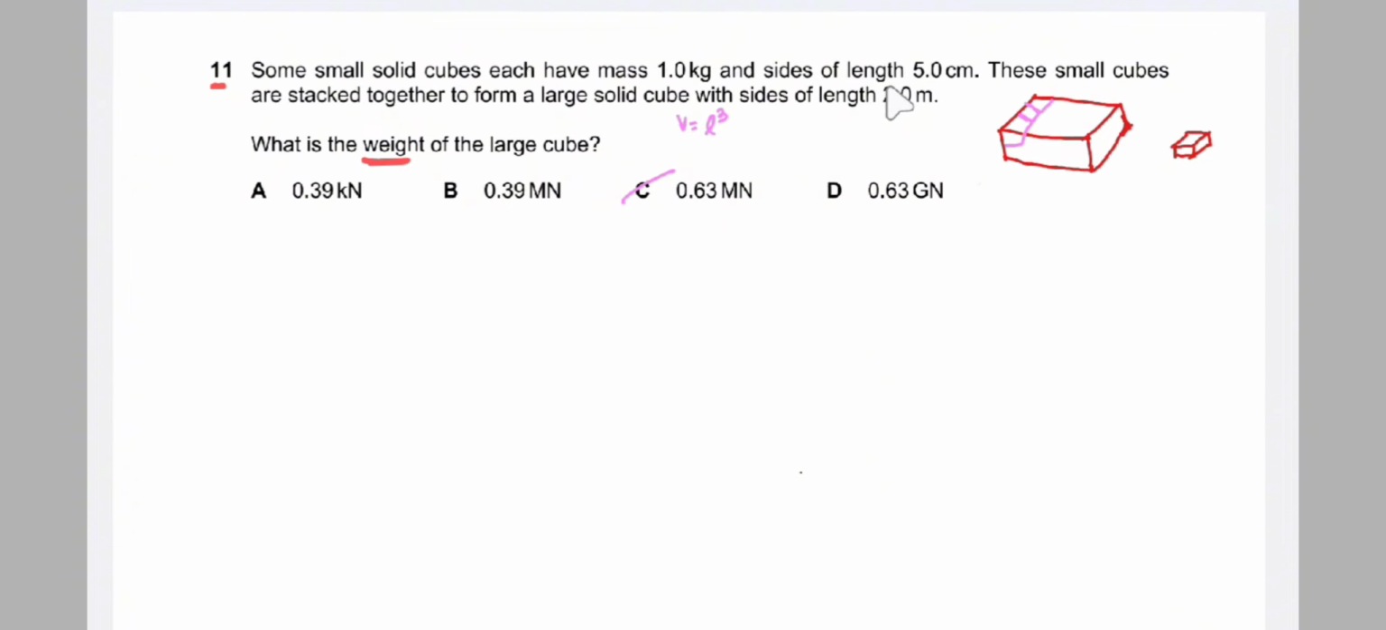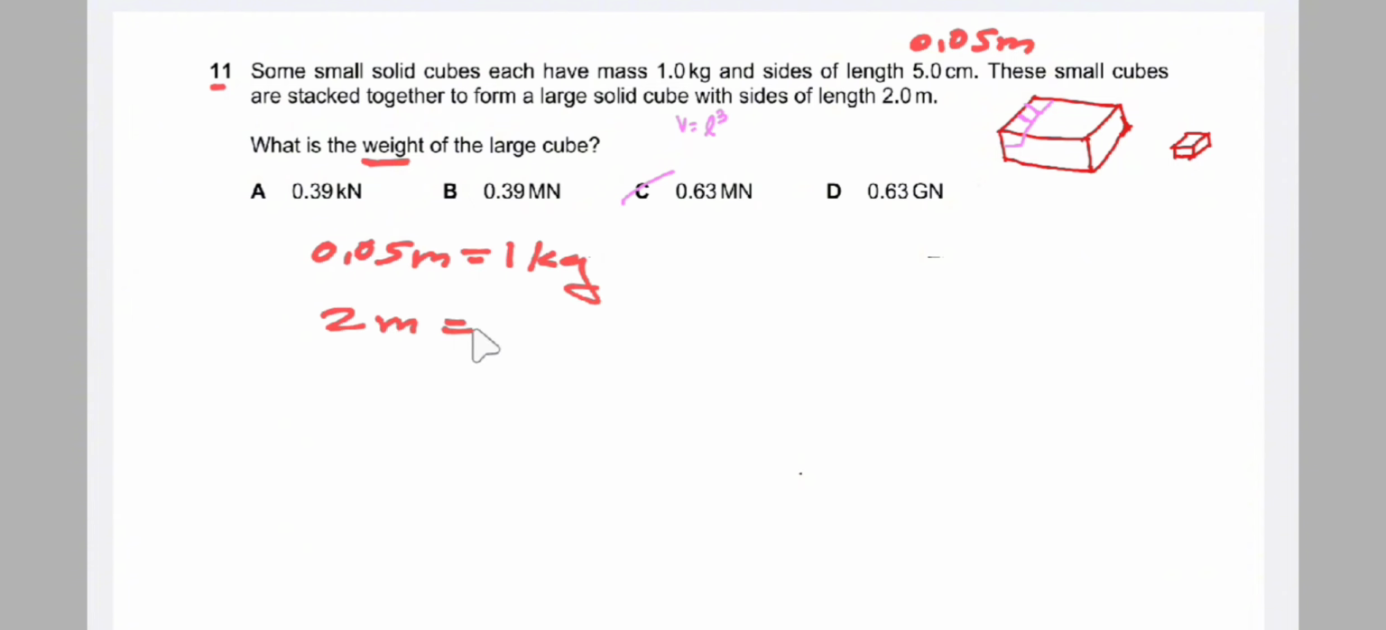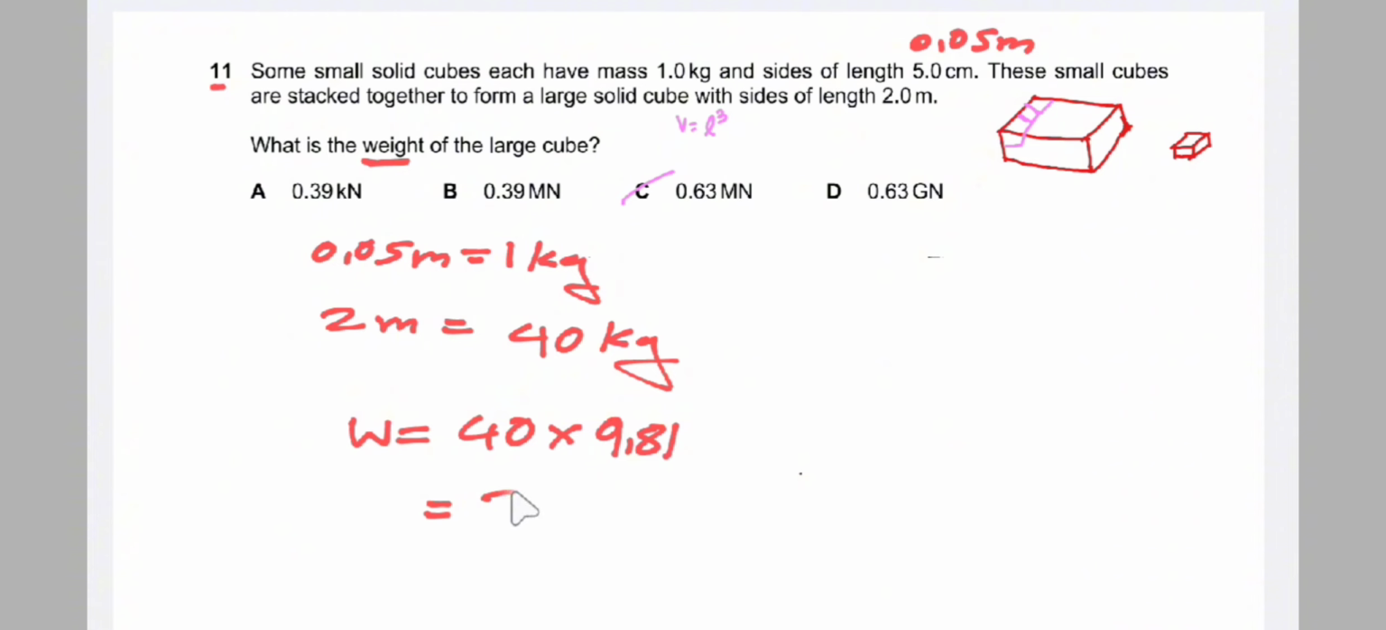If we use the length to compare these two values, since 2 is in meter, we need to convert the 5 cm to meter, that is 0.05 meter. So 0.05 meter is equal to 1 kg. So 2 meter is equal to 1 by 0.05 times 2, that is approximately 40 kg. If we convert this to Newton, weight is equal to mass times gravitational field strength, 9.81, we get a value of 392 Newton. If we see the options, we do not have this value. Therefore, we cannot use length to compare this mass.